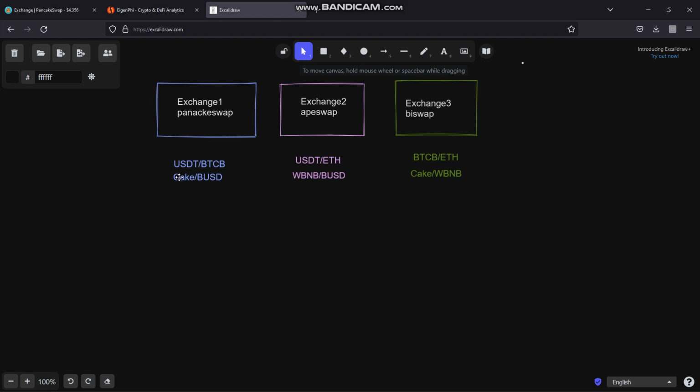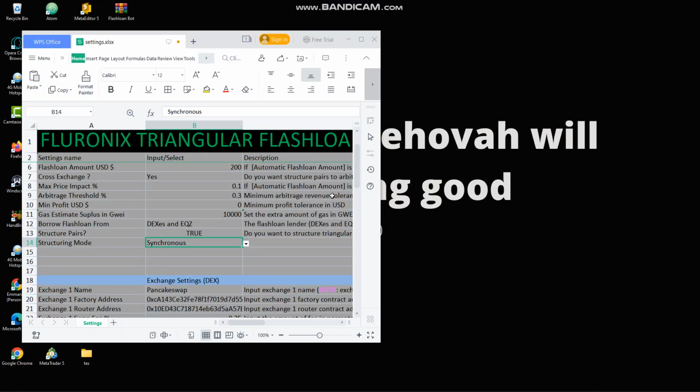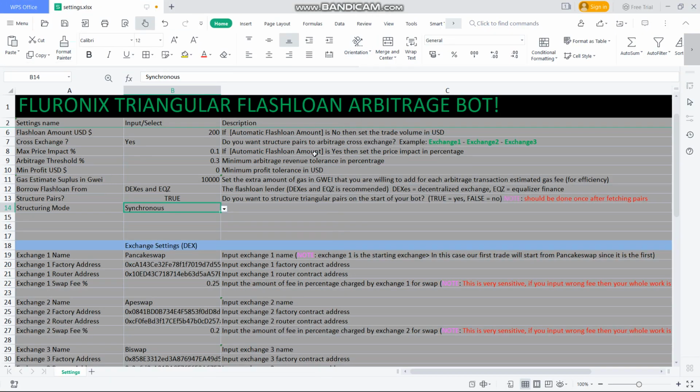The decision on which one to use depends on how many pairs you have. If you have a whole lot of pairs, like in the case where you fetch all the pairs in PancakeSwap, you might have up to 9,000 pairs. Going one by one to structure all those pairs is going to take a whole lot of time. It can take you 2 days or more to finish structuring. So for you to speed up that process, you will need to use asynchronous.